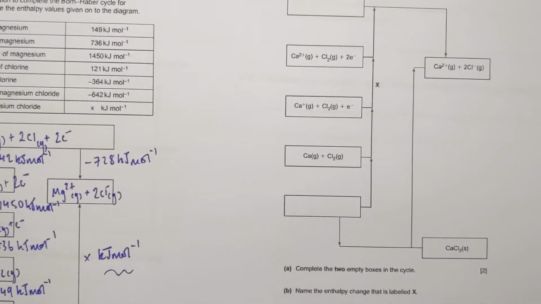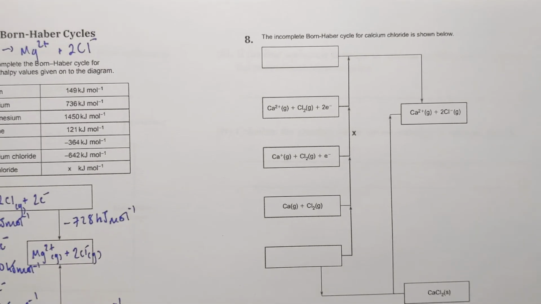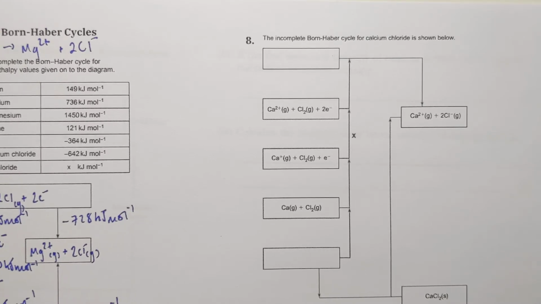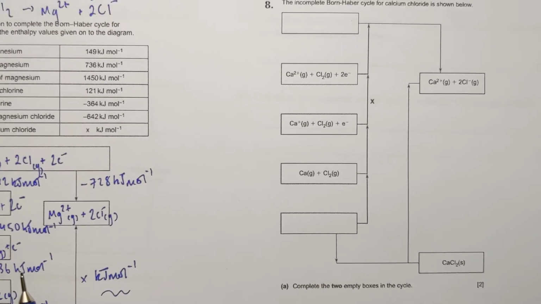On to question 8, it's quite a similar question because it's another group 2 compound. It's calcium chloride instead of magnesium chloride. Slightly different style. They've given you most of the Born-Haber cycle and asked you to complete some empty boxes. Obviously it's not worth as many marks, only 2 marks as opposed to 4 in the previous question.